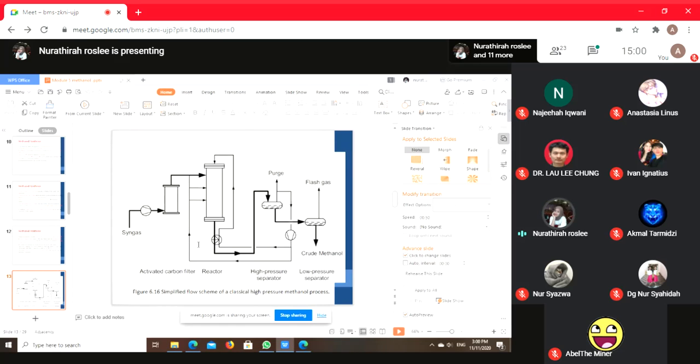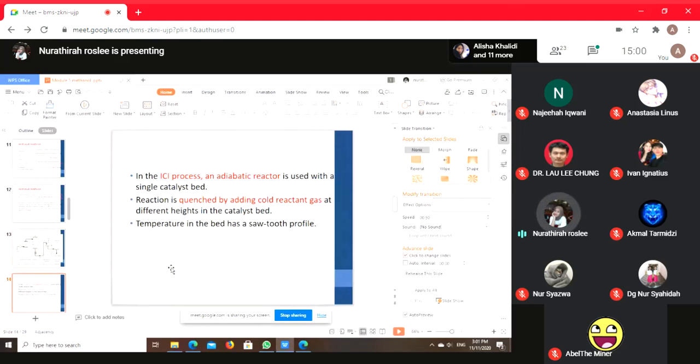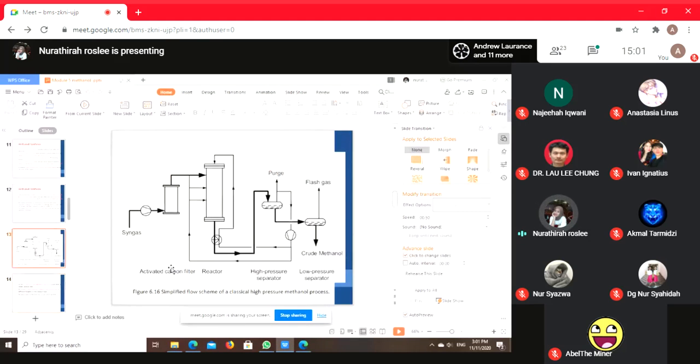This is a simplified flow scheme of the methanol process. In the ICI process, an adiabatic reactor is used as a single catalyst bed. The reaction is quenched by adding cold reactant gas at different heights in the catalyst bed. The temperature in the bed has a sawtooth profile.